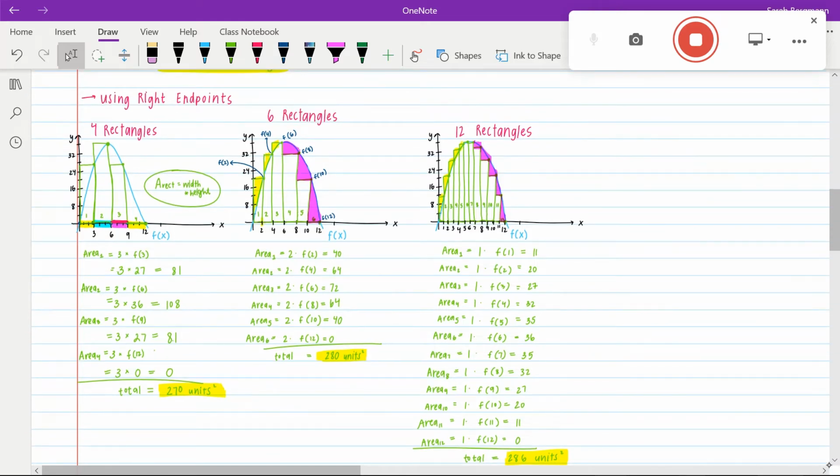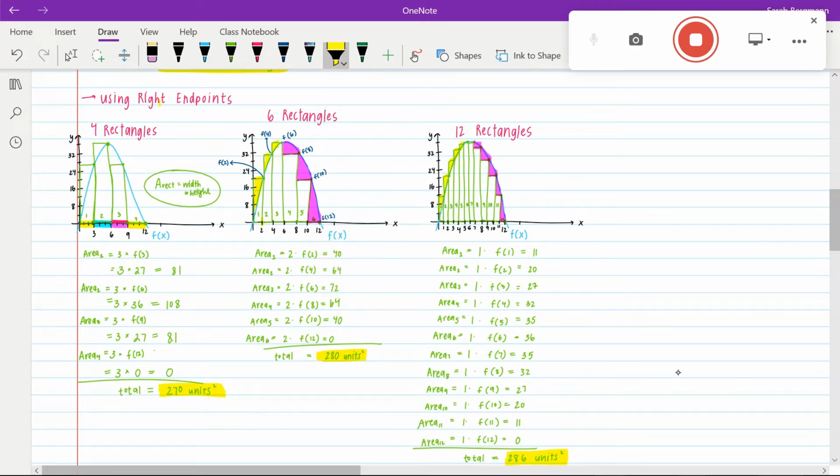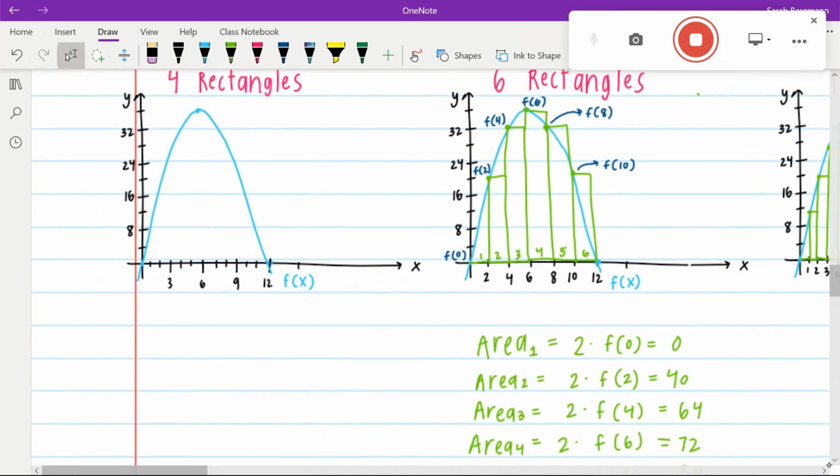The next thing we're going to do is look at this, and we're still going to split it into 4, 6, and 12 rectangles, but this time, instead of using right endpoints to find the heights, we are going to use the left endpoints to find the heights. And we'll see which one do you think is better.